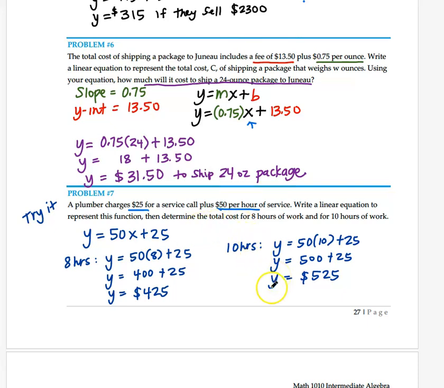All right, I hope you found this helpful in being able to solve and set up these applications involving rate of change and also the start amount, or the initial value.